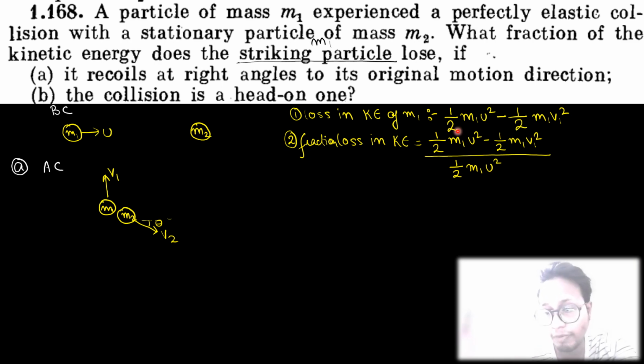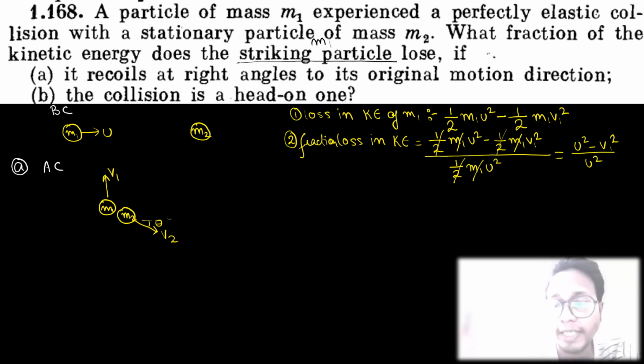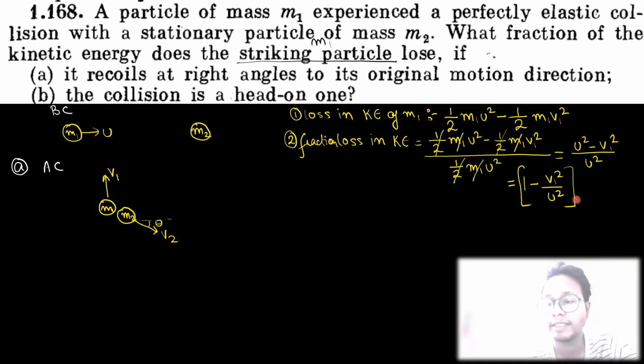So let's simplify my parameters. Can I cancel half m1 from numerator and denominator? I'll get u square minus v1 square by u square. And if I further rectify it, it would be 1 minus v1 square by u square. So this is the parameter that I have to find out in both the cases. This is the fraction loss in kinetic energy. Now see, how do I get v1 square by u square?